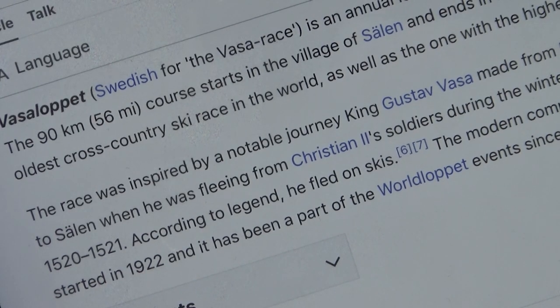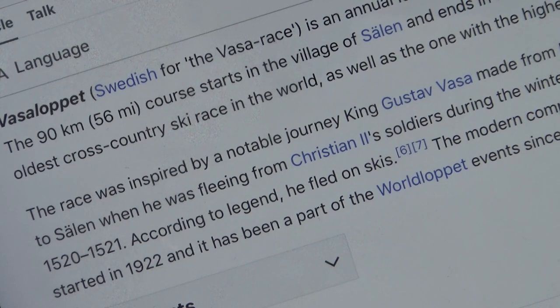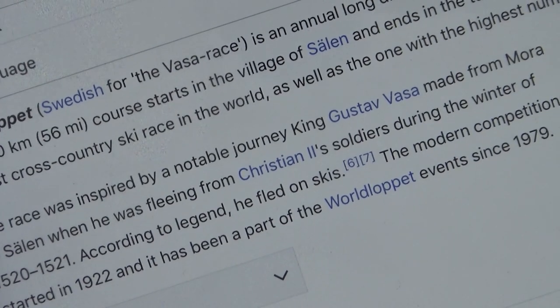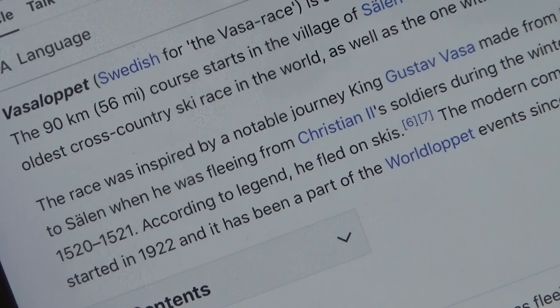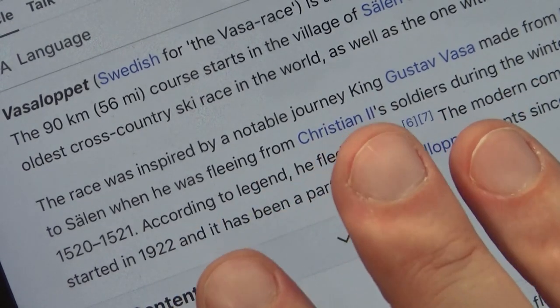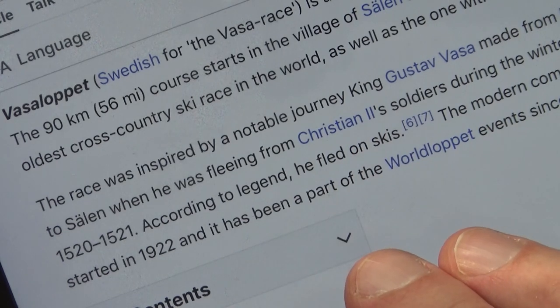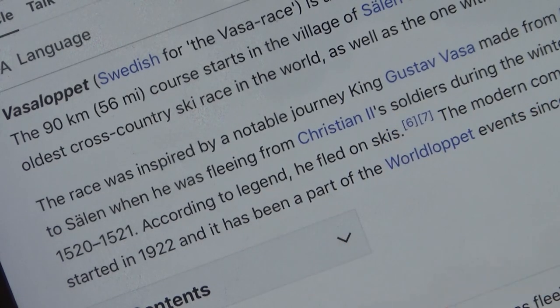The race was inspired by a notable journey King Gustav Vasa made from Mora to Sälen, when he was fleeing from Christian II's soldiers during the winter of 1520 to 1521. I really think the history behind the Vasaloppet is super interesting. There's a lot of history behind it.